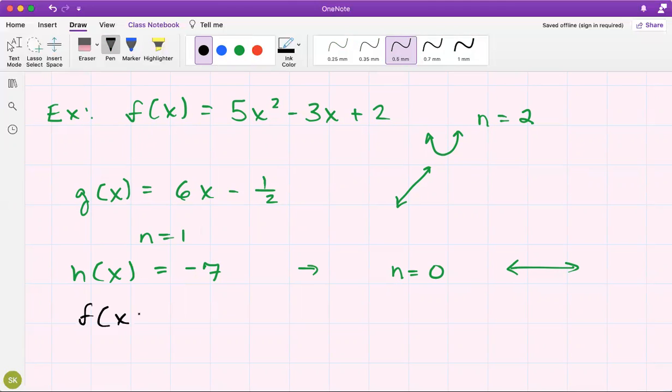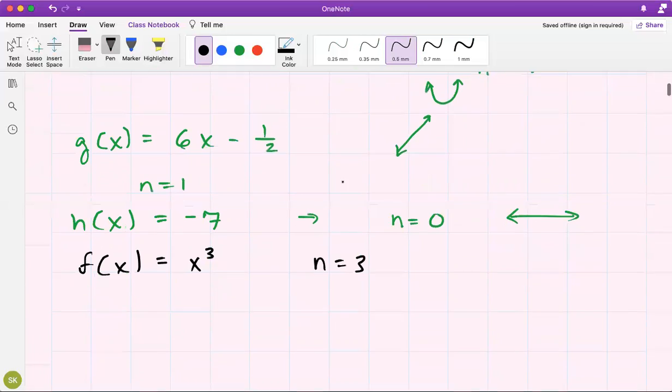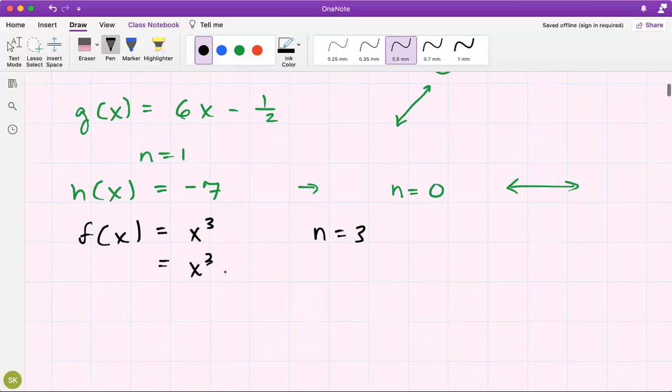If we let f of x be x cubed, just x cubed, this is a polynomial function. Notice that the degree here is 3. You might be wondering where all the other pieces are. Remember that a polynomial function is in this form. Here n is 3, but all these other pieces, the real number that goes in front, is 0. So x cubed is the same thing as x cubed plus 0x squared plus 0x plus 0. You can see that this is in the form of a polynomial function. And we memorized what this graph looks like. It looks something like this.